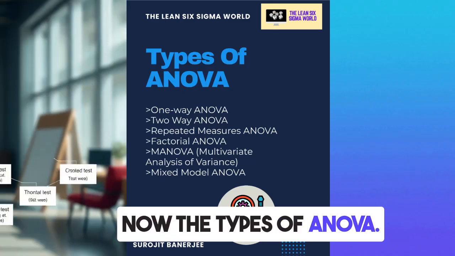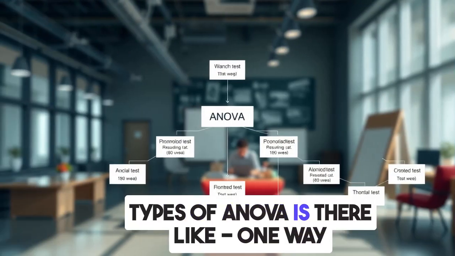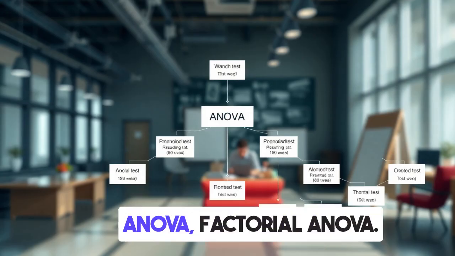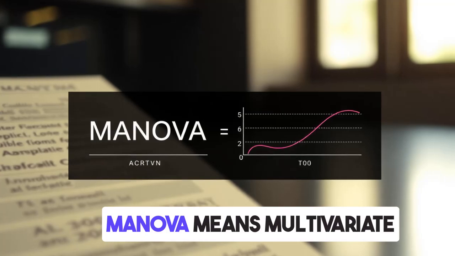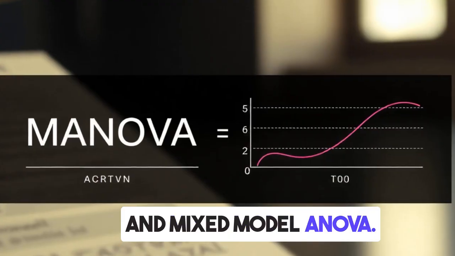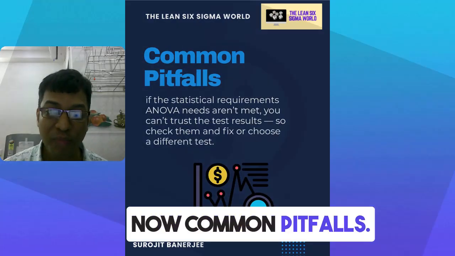Now, the types of ANOVA. There are different types of ANOVA, like one-way ANOVA, two-way ANOVA, repeated measures ANOVA, factorial ANOVA, MANOVA, which means multivariate analysis of variance, and mixed model ANOVA.